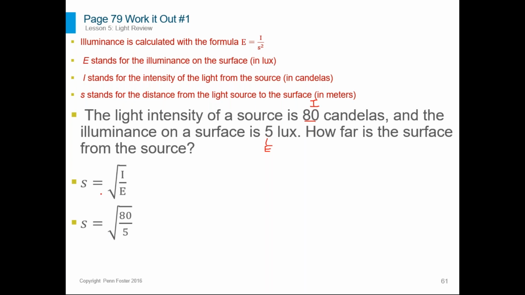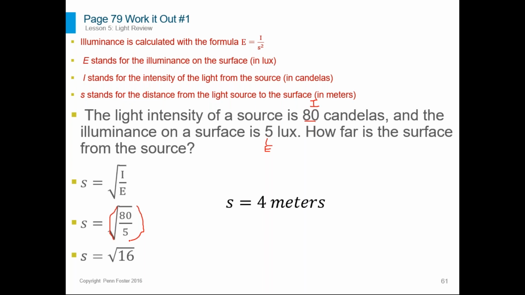Now, order of operations here, you can kind of look at the square root as if it's a big parentheses. So like that. So we do whatever's in the parentheses first, which is 80 divided by 5. 80 divided by 5 is 16. And now we still have that square root there. It didn't go away. We just did our division first. So now we have the square root of 16. And that gives us 4. So the distance is 4 meters.